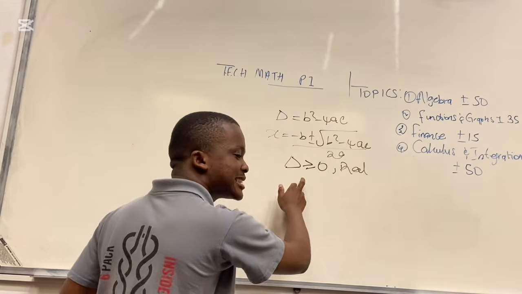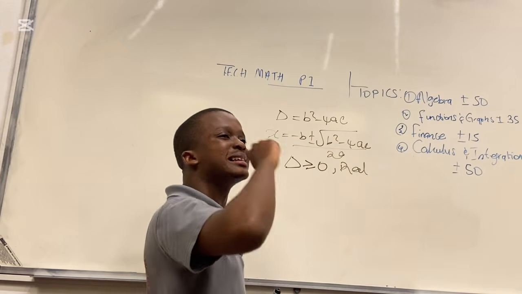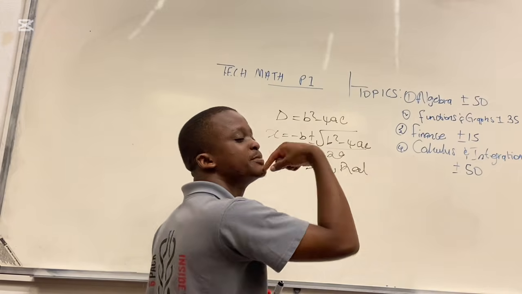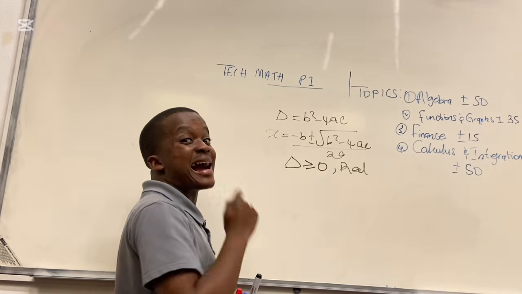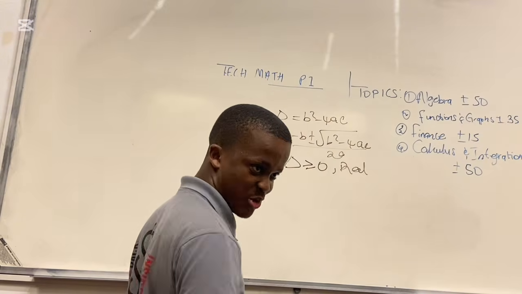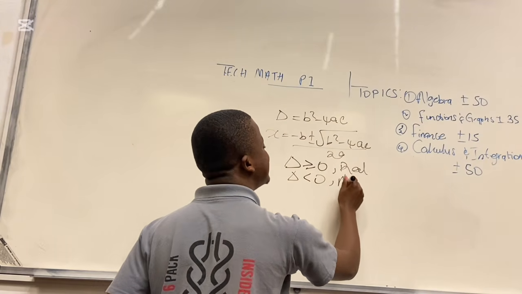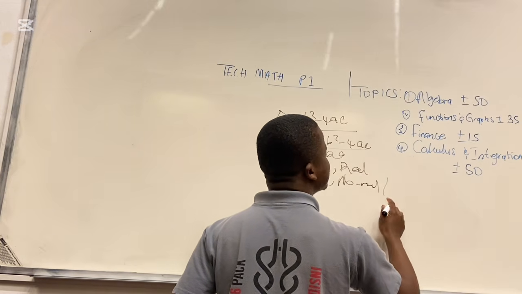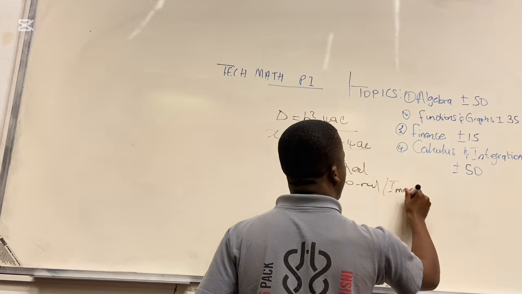Now, if delta is greater than or equal to 0, those are real roots. What is delta? It is b squared minus 4ac. Greater than or equal to 0 means 0 or above 0. If delta is less than 0, these are non-real roots. Non-real is also imaginary, so these are imaginary roots.